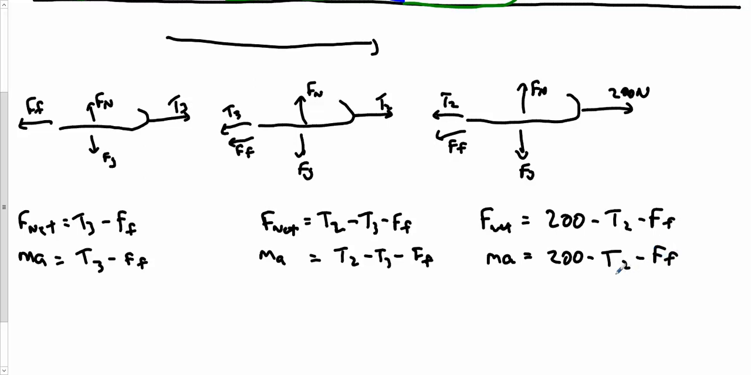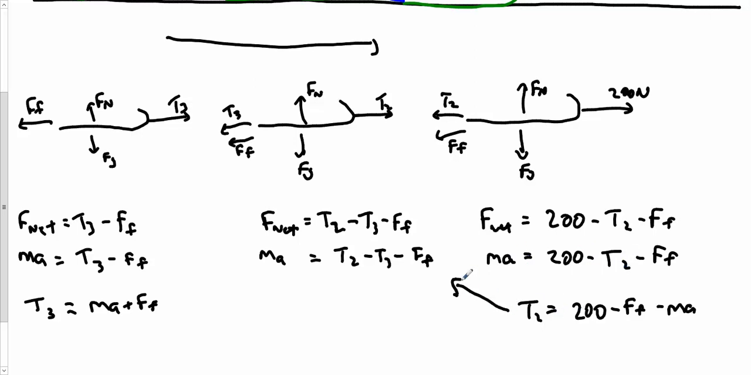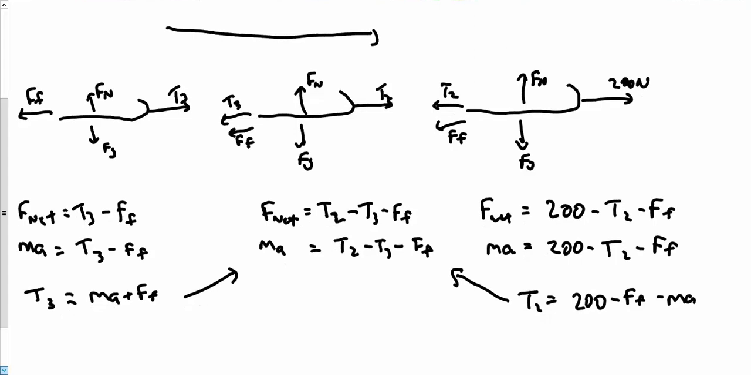Now I need to solve these equations simultaneously. I've got A's, I've got T2s and T3s. I'm going to use substitution. If I rearrange this one, I get T3 is equal to MA plus force of friction. And over here, if I do the same thing, I get T2 equals 200 minus the force of friction minus MA. Bring this over, that over. And I'm going to take both of them and put them up into the middle equation.